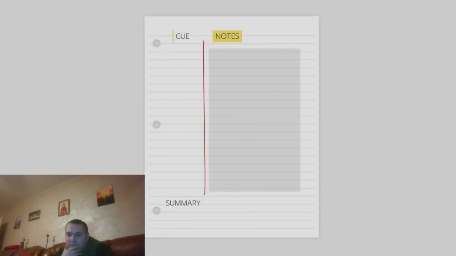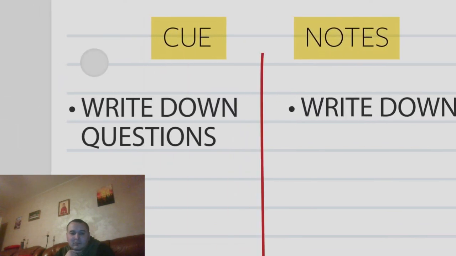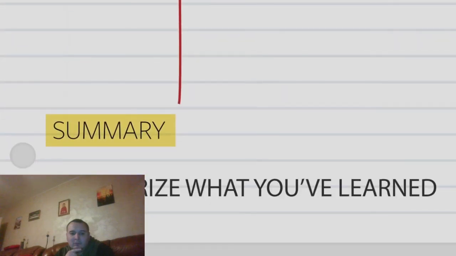Start by labeling your page, then divide it into three sections: notes, cues, and summary. No matter where you're using them, the basic idea behind Cornell notes is that you have a place to write down facts, write down questions, and summarize what you've learned.